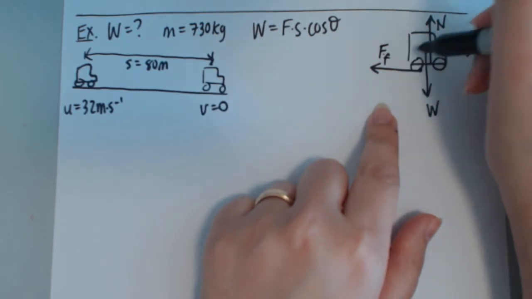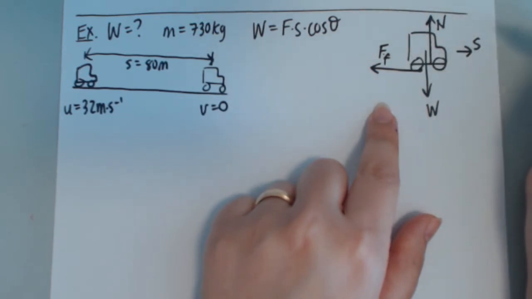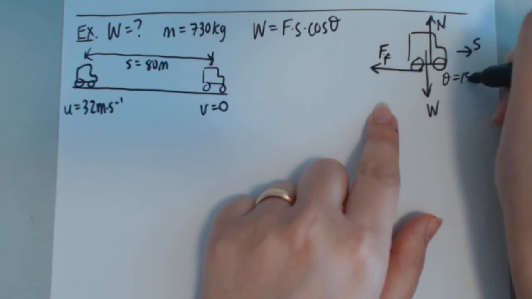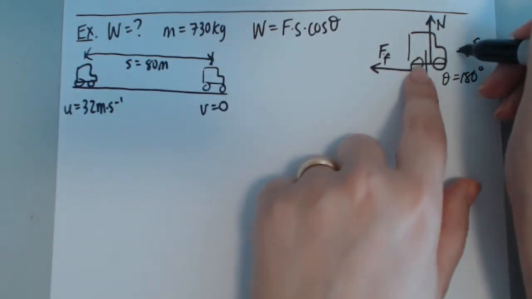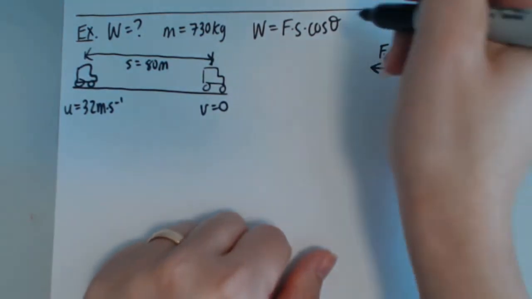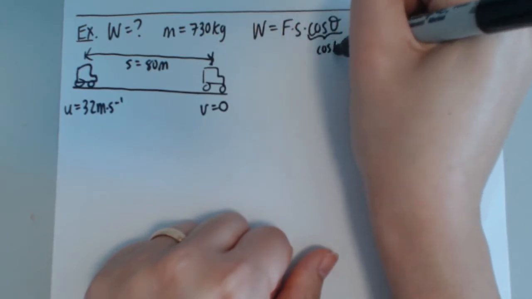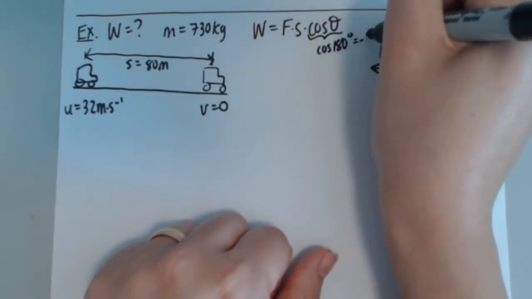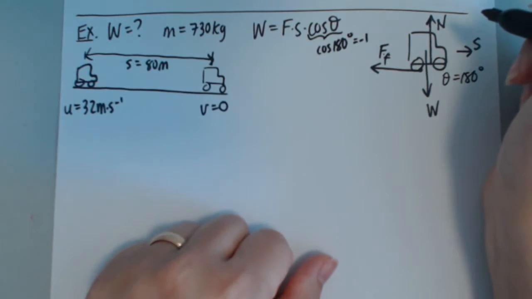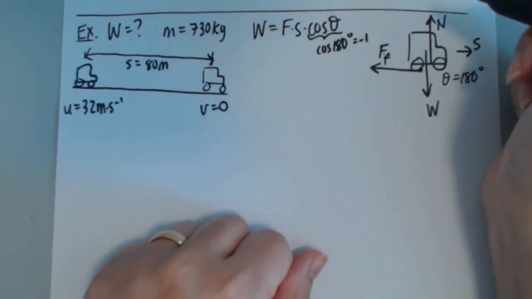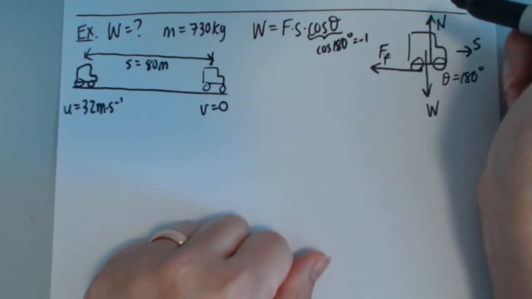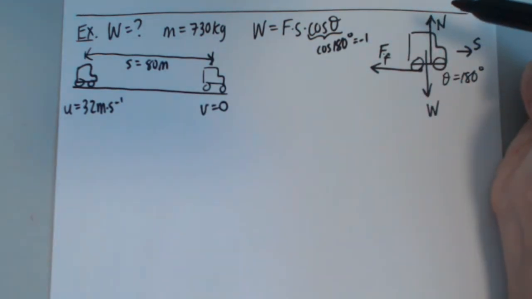So look at that. What is the angle between force and displacement? If you said 180 degrees, you are correct. When you place them tail to tail, that is 180 degrees between them. And sure enough, cosine of 180 degrees is -1. At some point, you're just going to memorize these. You can always check that in a calculator if you're not sure. So I can already see that I'm doing negative work on the car.